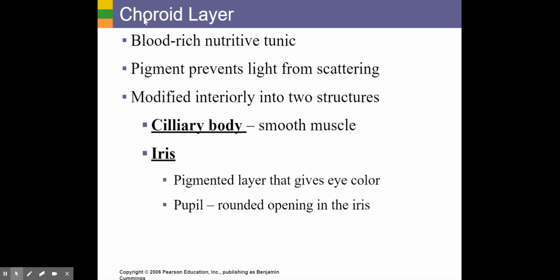Okay. The other layer then, the choroid layer, this is the middle layer. This is the blood-rich portion of the tunic. This layer also has a pigment embedded in it that doesn't allow light to scatter, because otherwise light would just pass through this layer and then out, and we wouldn't get the image that we would like to. This layer is also modified interiorly into two structures. So it makes up part of the ciliary body, which is the smooth muscles that are attached to those little ligaments that hold the lens. And then there also is another section of it called the iris, and that's the pigmented portion on the front of your eye that has the pupil in it.